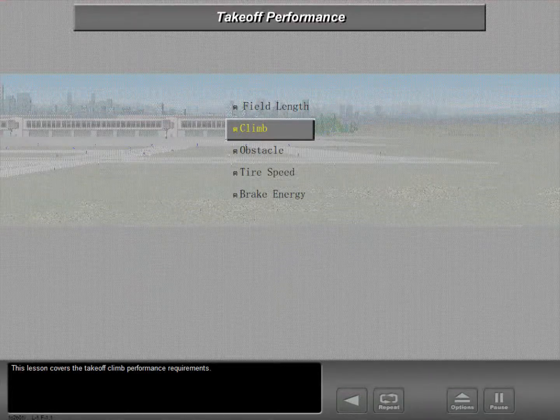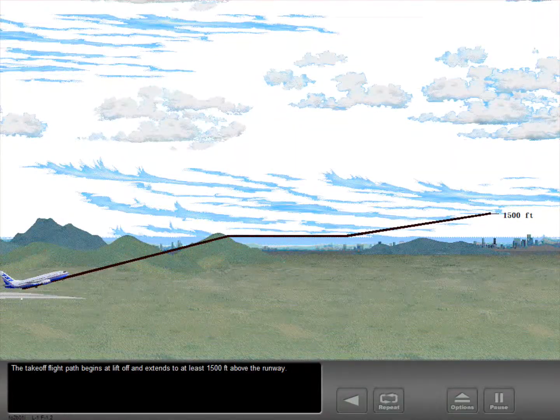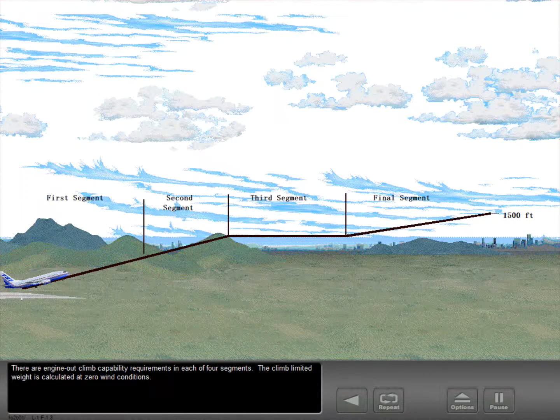This lesson covers the takeoff climb performance requirements. The takeoff flight path begins at liftoff and extends to at least 1,500 feet above the runway. There are engine-out climb capability requirements in each of 4 segments. The climb limited weight is calculated at 0 wind conditions.